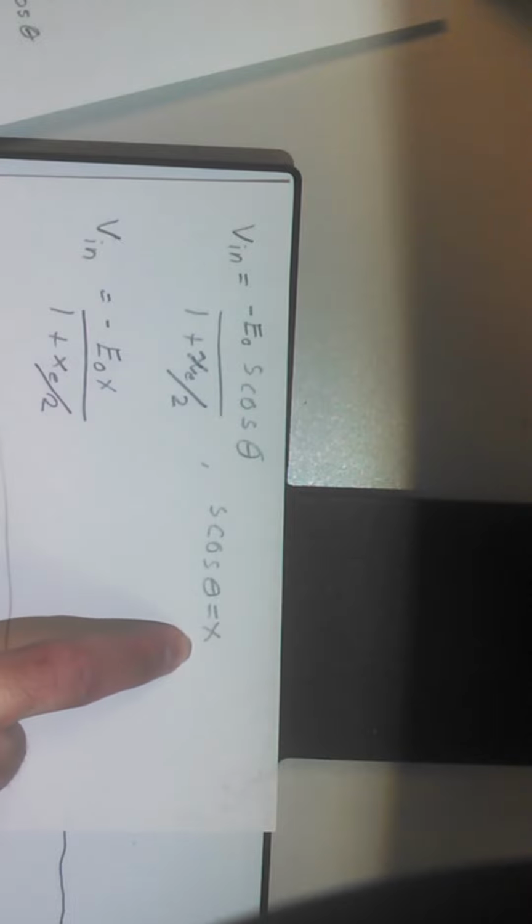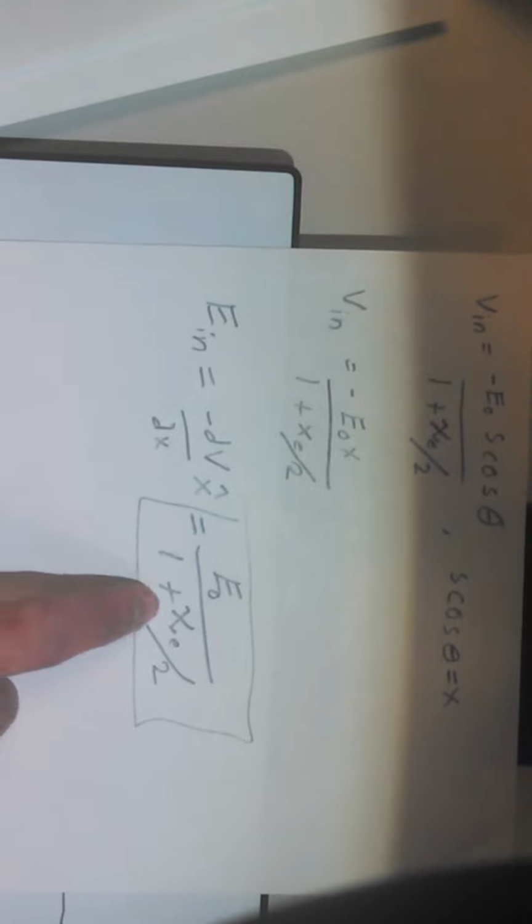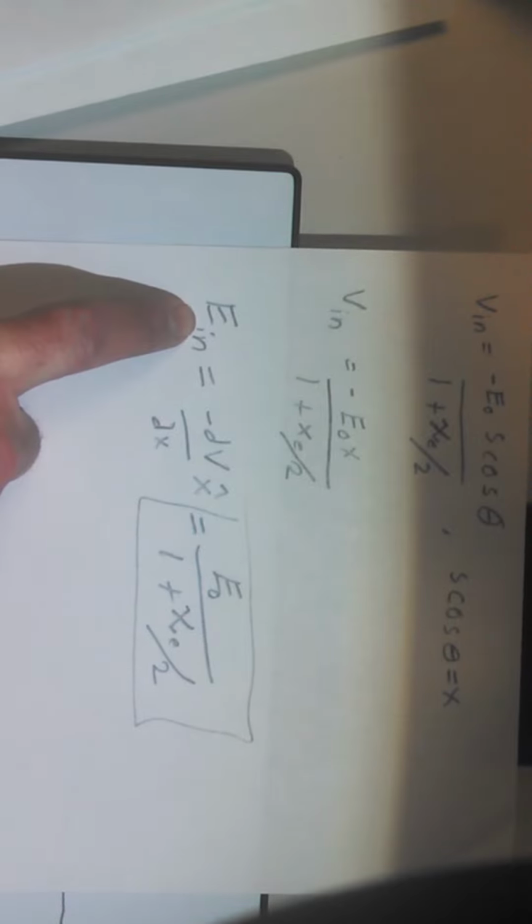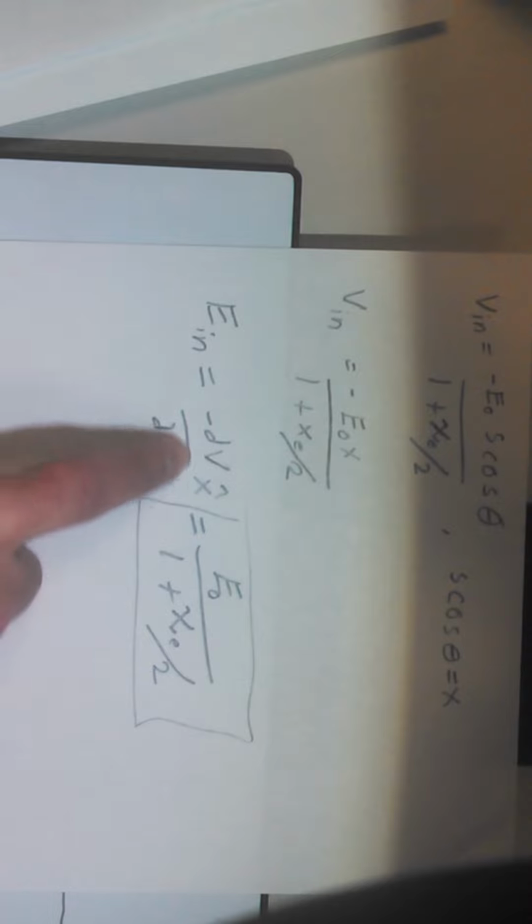And from there, for the potential on the inside, we just include this cosine term. We say S times cosine theta equal to X. And then our potential is given as negative E naught times X over 1 plus susceptibility divided by 2. And then for our final answer, we just have the E field on the inside is equal to E naught over 1 plus susceptibility divided by 2. And that's all I've got.